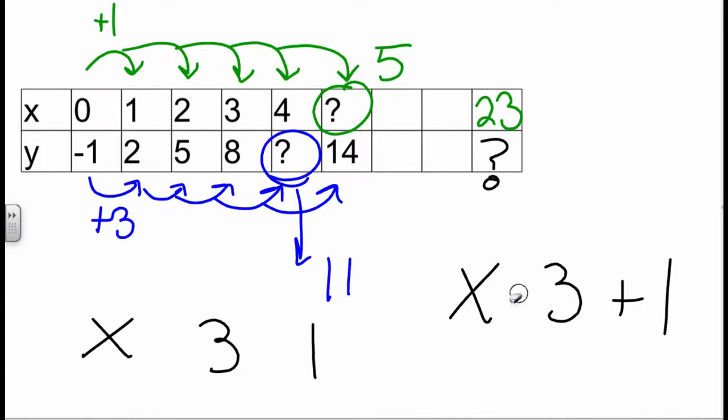What if I were to do not multiply, but minus? All right, so let's go 1 minus 3. Oh, my gosh. Negative 2. Plus 1. Headache. Negative 1. No, that doesn't work either.